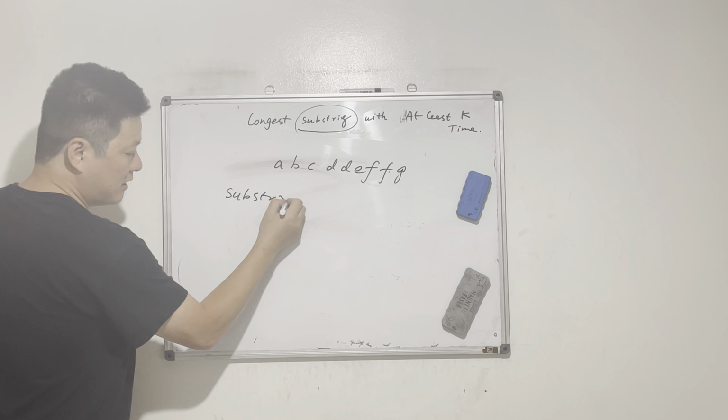So how can we write the brute forcing? Come on. For i in range n, right? This is the left part, yeah?